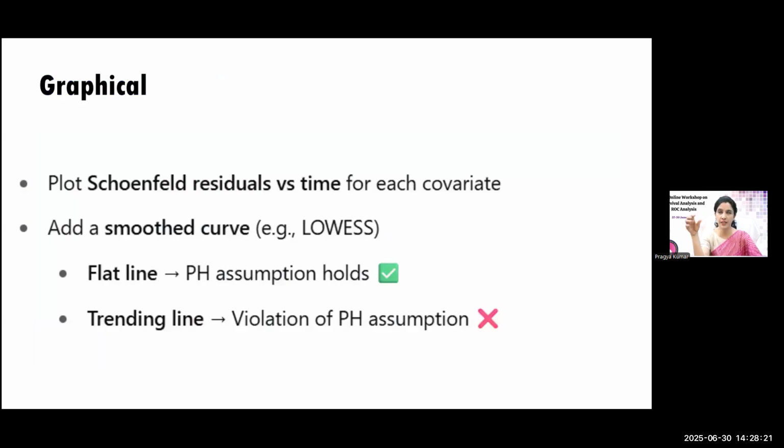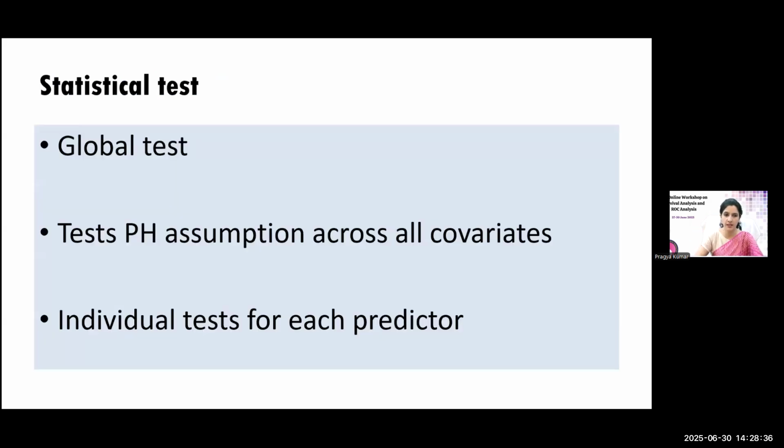So this graphical plot shows residual versus time, and it adds a smooth curve. If there is a flat line, then the proportional hazard assumption holds. If there is a curvy line, then this assumption is violated. And the statistical test is a global test. It checks the proportional hazard assumption across all covariates, and it gives you the p-value for each Schoenfeld residual. If the p-value is more than 0.05, then you assume that the proportional hazard assumption is met.